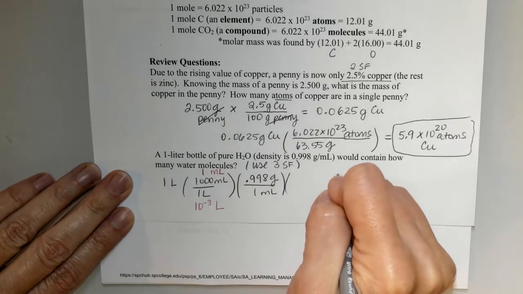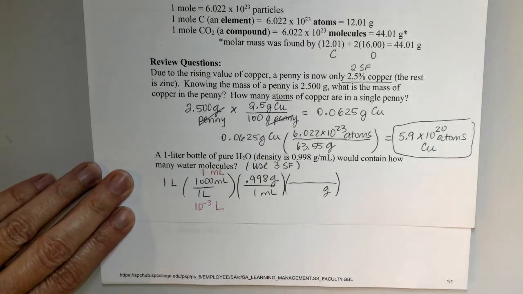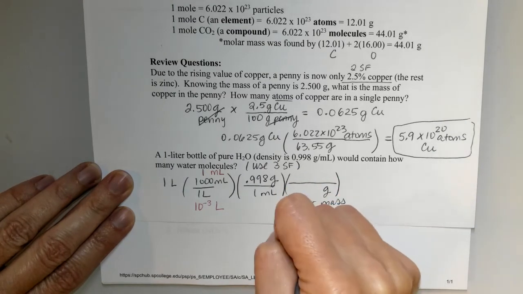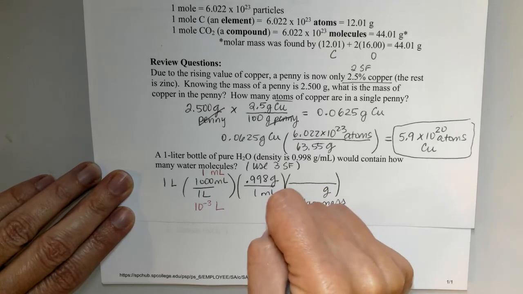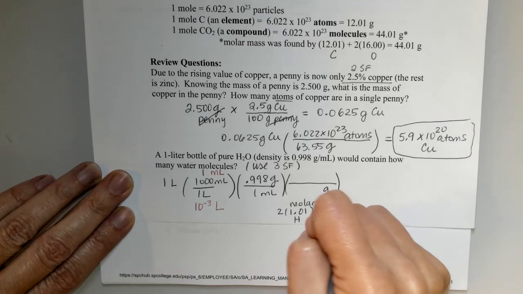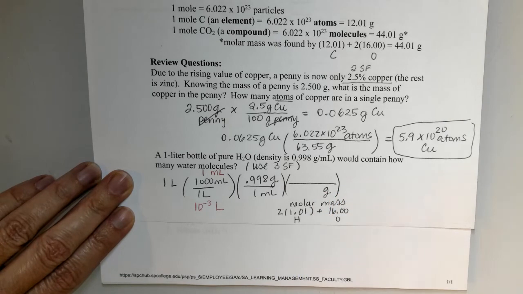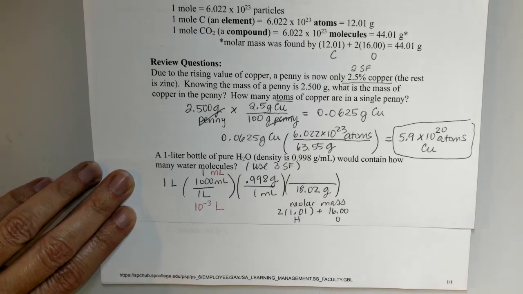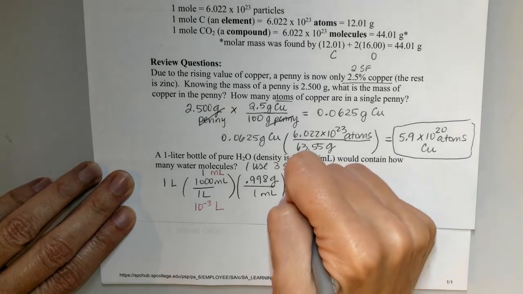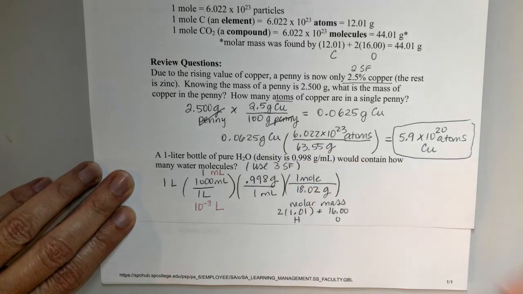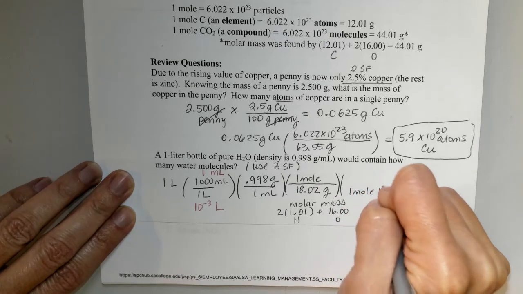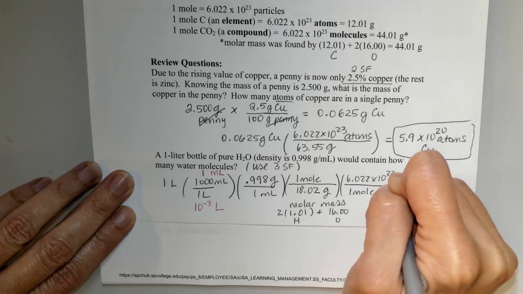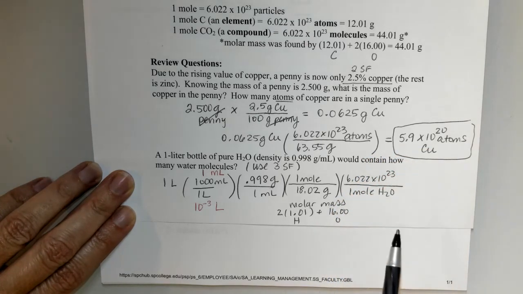And then to get from grams to particles, what I need here is the molar mass of the water. Hydrogen is 1.01, but I need 2 of those for H2O, and then 16 for the oxygen. So if I add that, I get 18.02 grams. That would be the mass of 1 mole. If I want to show that in 2 separate steps, I certainly can. So there's my mole. And then 1 mole of water would be, again, Avogadro's number, 6.022 times 10 to the 23rd.